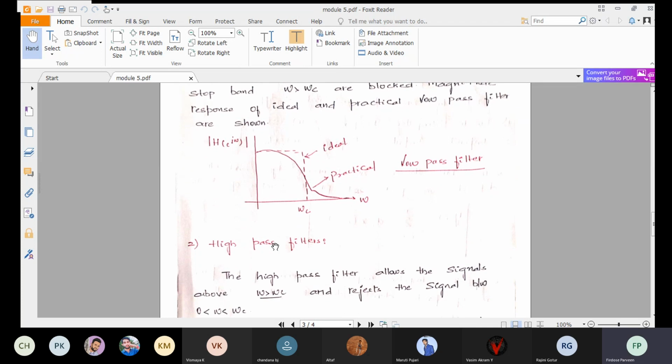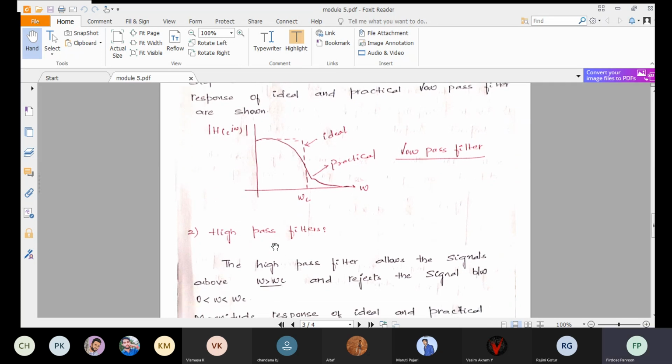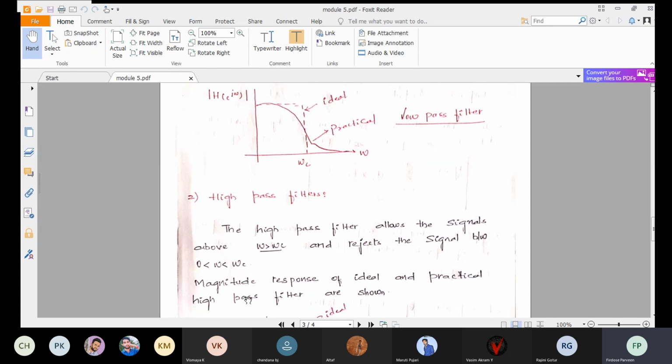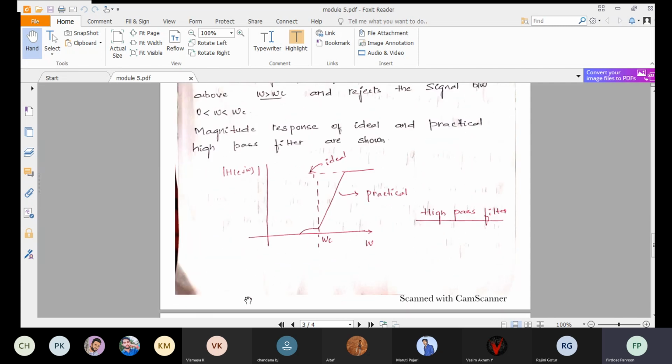Coming to high pass filter. The high pass filter allows the signal above omega c, that is it allows the frequencies above the cutoff frequency and rejects the signal which is low, that is within omega c. Okay, the high pass filter allows the signal with omega greater than omega c and rejects the signal between 0 to cutoff frequency. So magnitude response of ideal and practical is shown here.